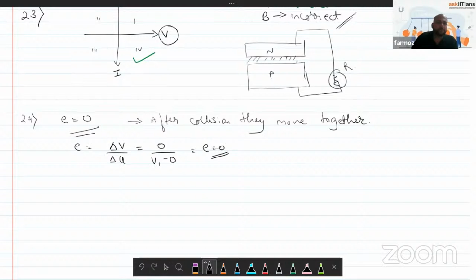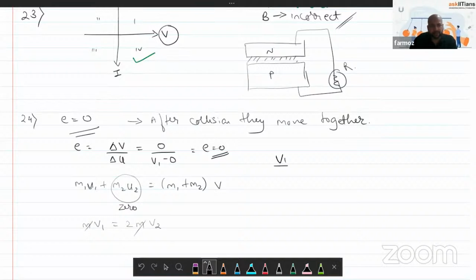Now moving on to the conservation of momentum. That is m1u1 plus m2u2 is equal to (m1 plus m2) into v. So this is 0 now, as u2 is 0. So basically this becomes m v1 is equal to 2m v2. So m and m get cancelled. So we can have v1 upon v2 is equal to 2 by 1. And this becomes your formula. Clear, everyone?